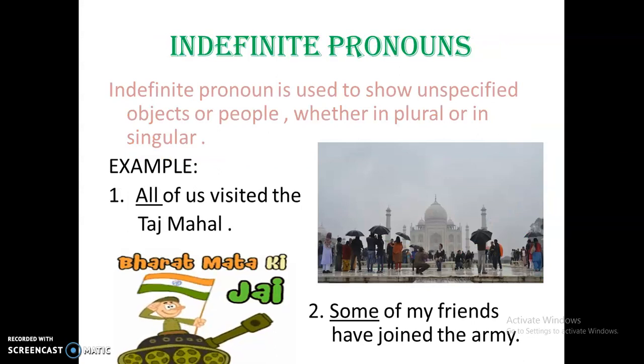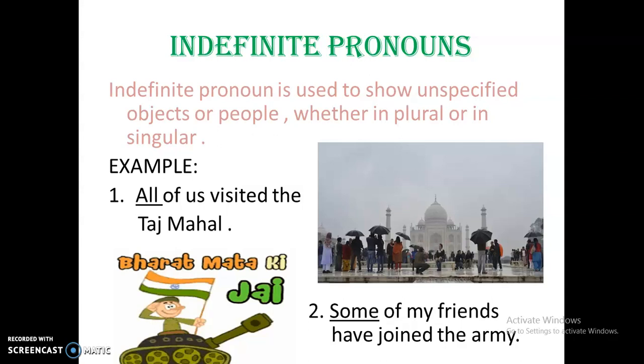Next we have indefinite pronouns. The indefinite pronoun is used to show unspecific objects or people, whether in plural or in singular. So I do not know the actual number of people who will see the Taj Mahal. So what I said: all, some, few. Now these are indefinite words, meaning we do not know the exact number that went, but we know that all went, some went, a few went. So these words are indefinite pronouns.